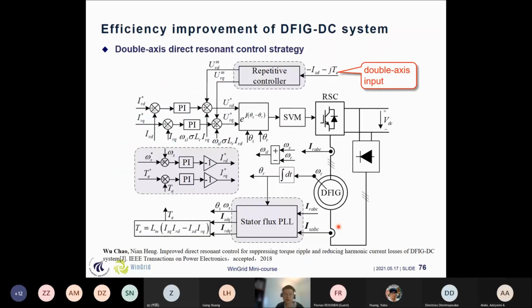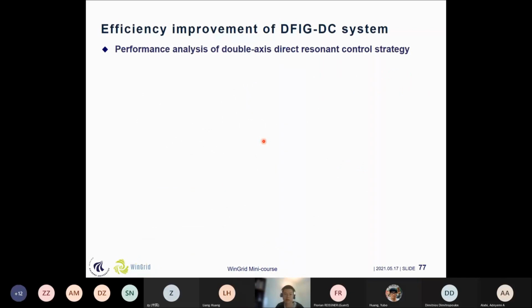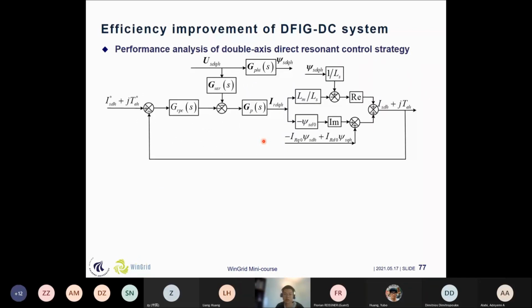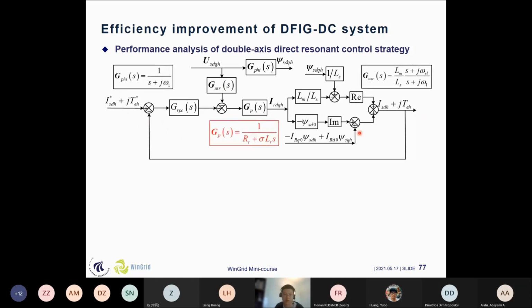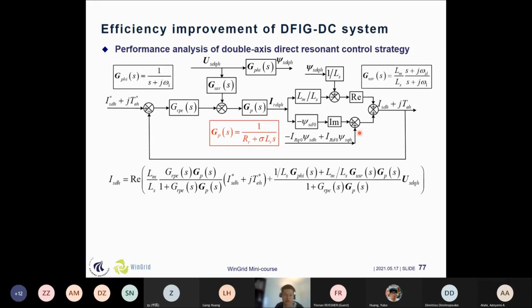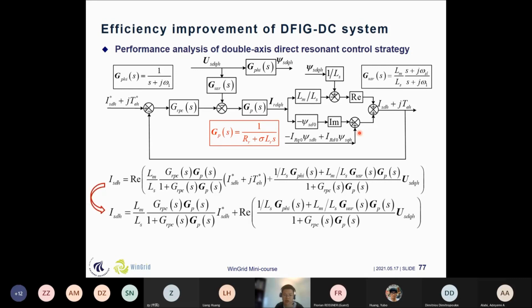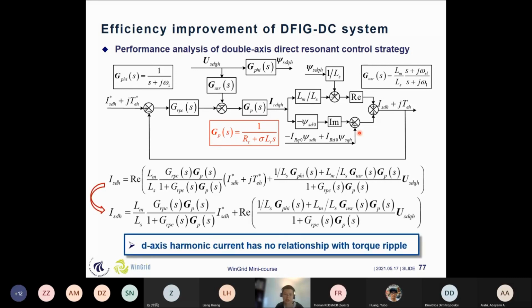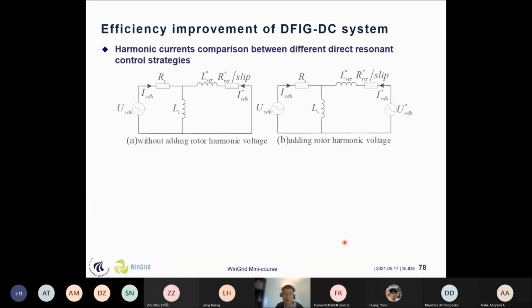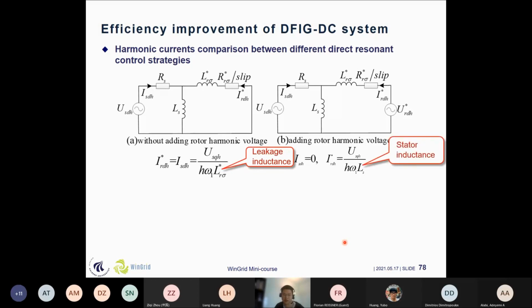We just go through the control diagram and the performance analysis of the DX voltage control. We can analyze it from the transfer function perspective. Here are the different transfer functions. We deduce the DX harmonic voltage, and it has a low relationship with the torque ripple. So our idea is that we can use the QX to control the torque ripple and the DX to control the harmonic currents. That's our idea.